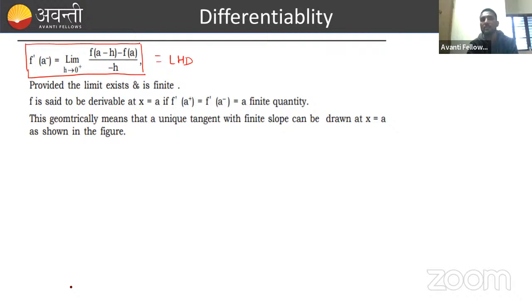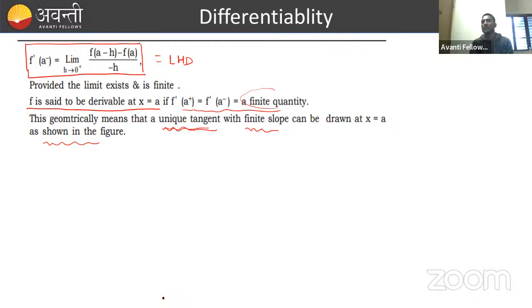The condition for differentiability is that if a function is derivable or differentiable at x equals a, then the left hand derivative should be equal to the right hand derivative, and it should be a finite quantity. Geometrically, this means that a unique tangent with a finite slope can be drawn at x equals a. The tangent should be unique, with a finite slope, and the slope is nothing but dy by dx.